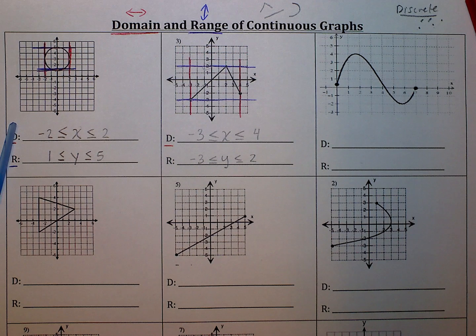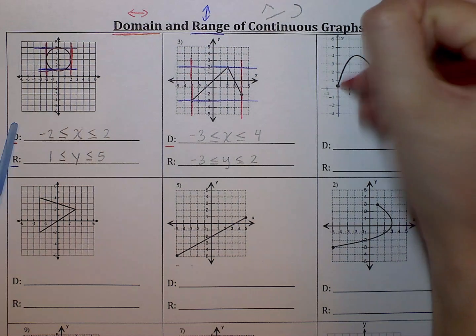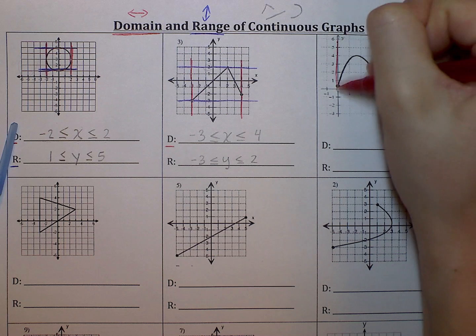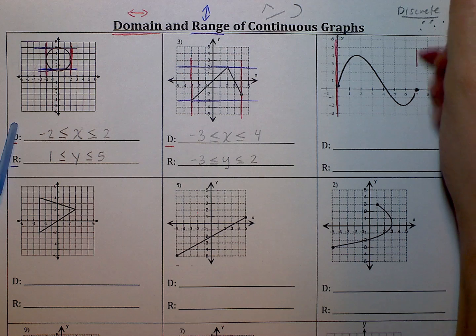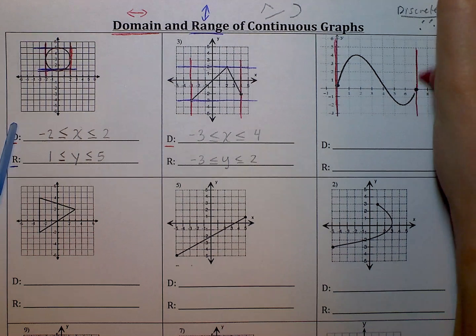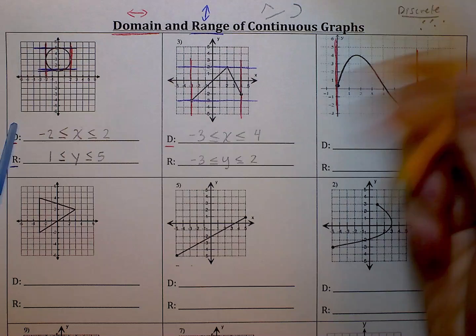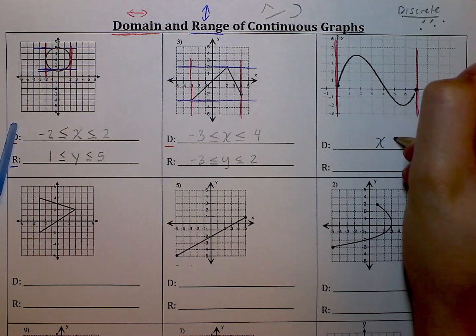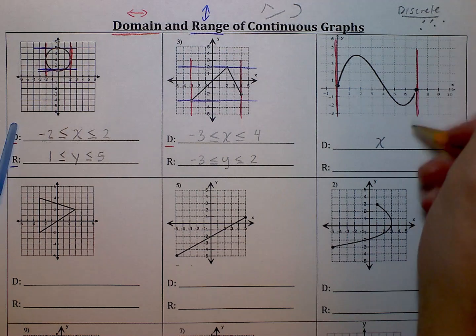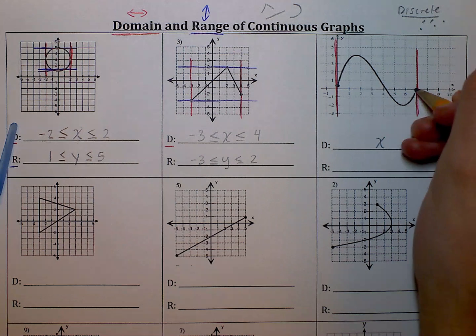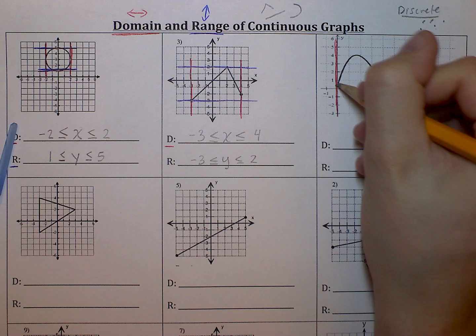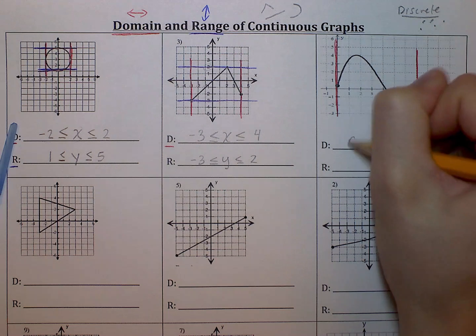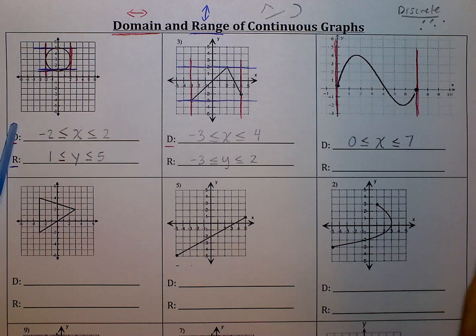I'm going to do one more graph. Again, if you want to pause and try it first, that's a good strategy. Domain. I'm going to draw a line all the way on the left. And all the way on the right. Okay, now, let's see. The largest value of x is 7. So x is less than or equal to 7. And the smallest value is 0. So x is greater than or equal to 0.